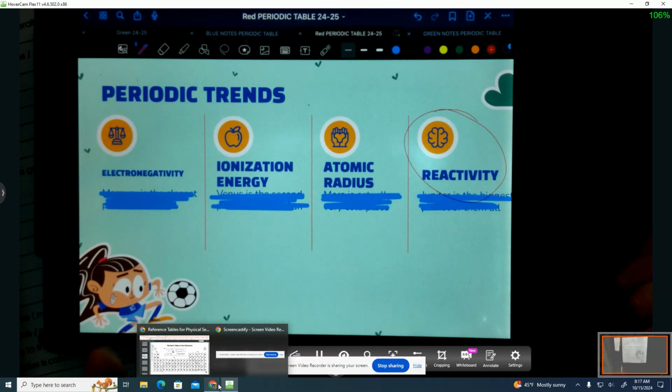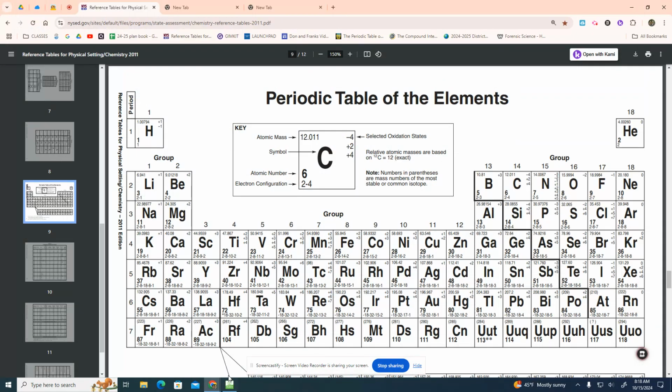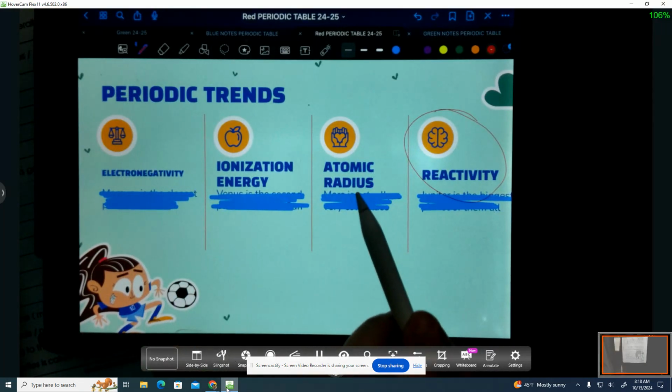A periodic trend means that something that is happening is going in that direction. So when we look at reactivity, which we already looked at, as you go from top to bottom in this group, what happens to the reactivity? It increases. Its trend is that it is increasing as I go down the group. Now, we're going to look at a couple of different trends. The first one is atomic radius. Now, atomic radius is measured.